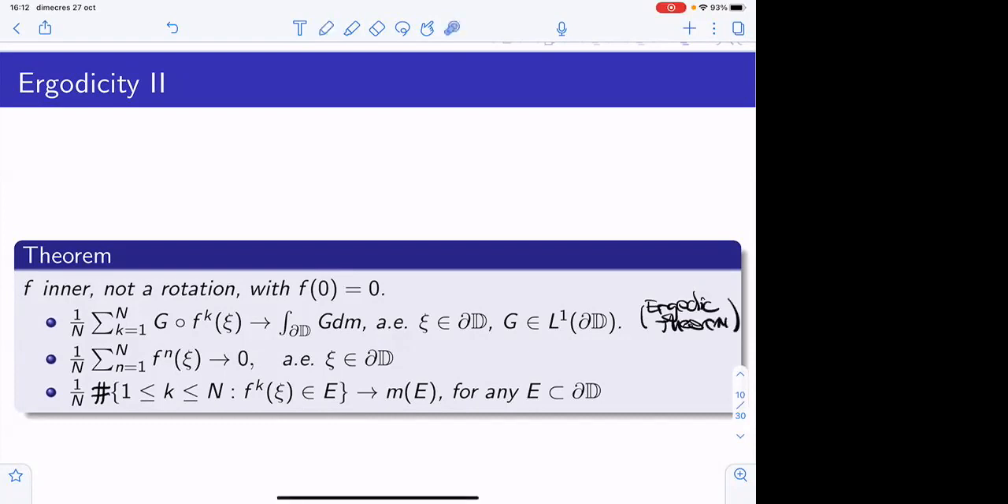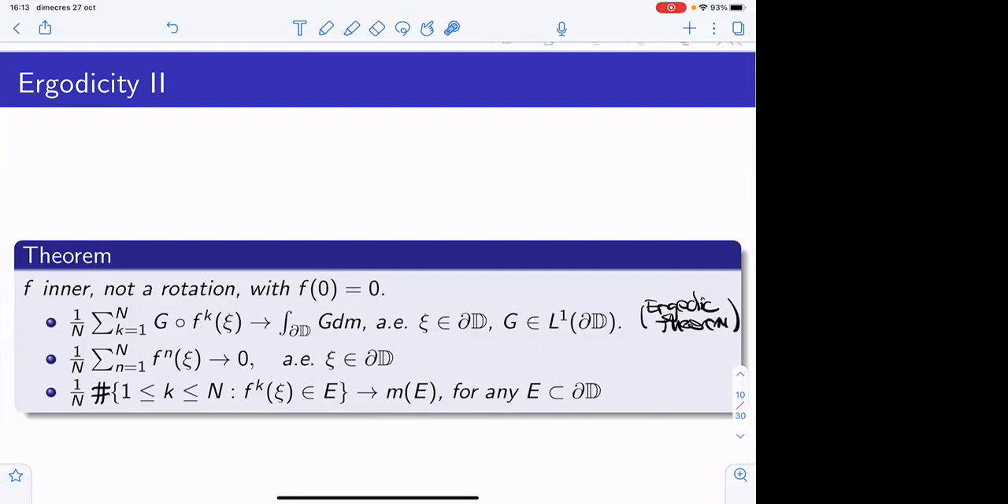So it says that whenever you look at the iterates, and G is going to be an integrable function in the unit circle, and you compute the temporal means of the iterates, then this converges to the mean of the function G at almost every point in the circle. Okay, so this is the ergodic theorem.